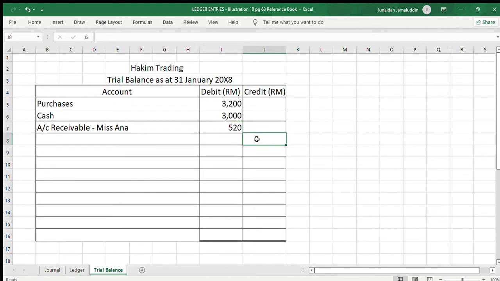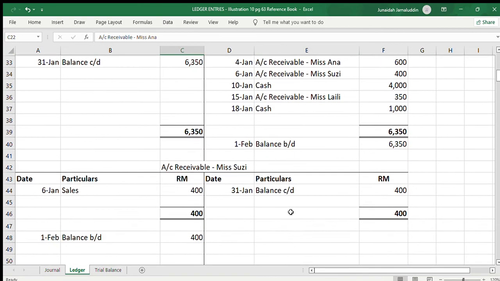So tulis dulu 6350. Okay. So this is the sales account. Sales account, right? So sales account dia punya balance dia tadi adalah di sebelah kredit. Balance BD di sebelah kredit. That's why we have to put it under the credit column. Alright. Okay. The amount must be put under credit column. Alright. Now we go to the next account.